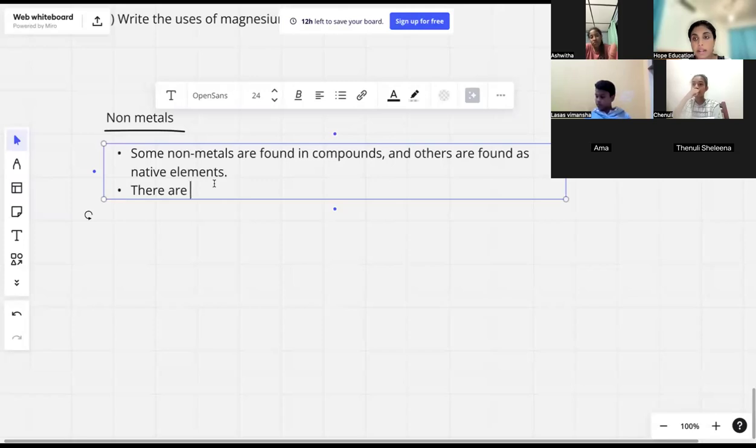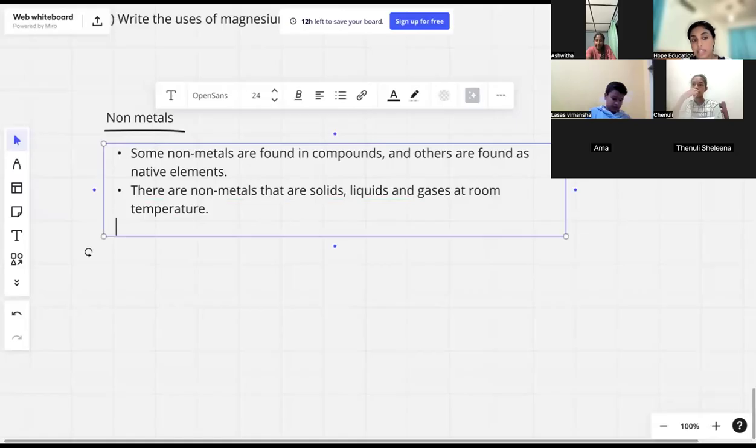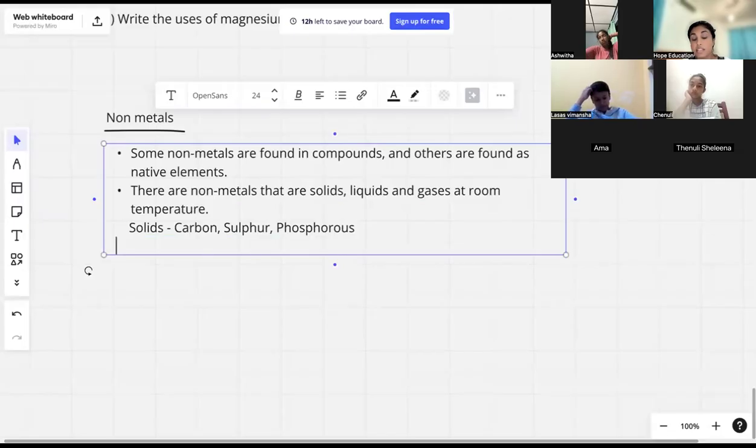So there are non-metals that are solids, liquids, and also gases at room temperature. All three states you have among non-metals, right? So for an example, if you take solids, carbon is a non-metal that is a solid at room temperature, right? We will talk about carbon later. Then sulfur is another non-metal. Phosphorus. These are all solids at room temperature. Okay.